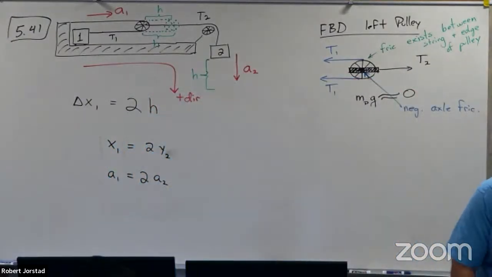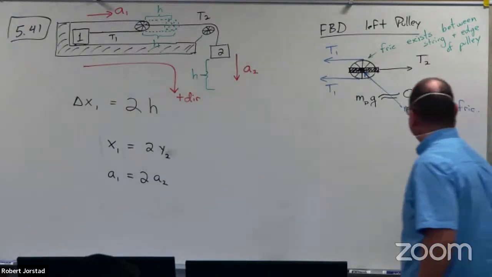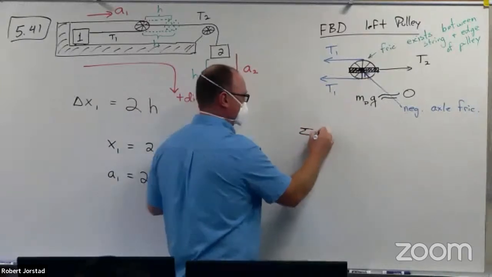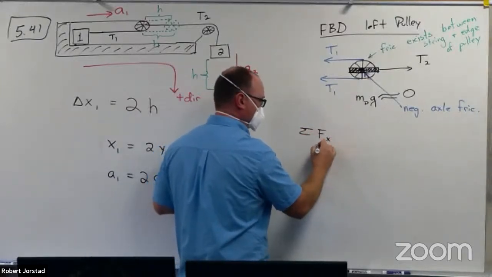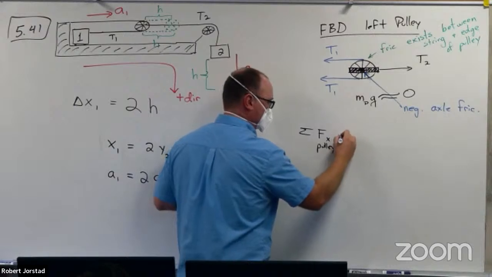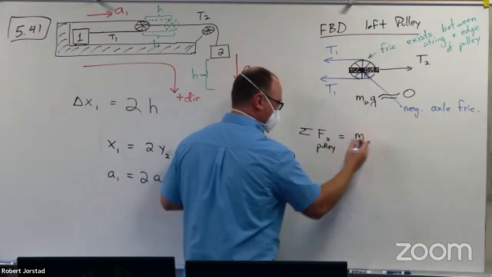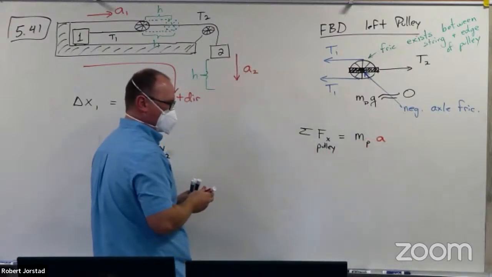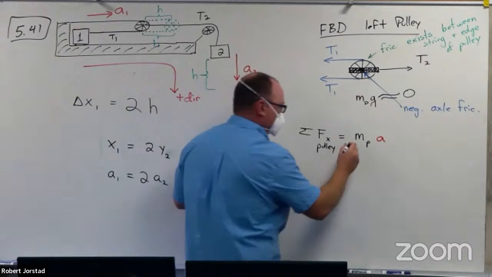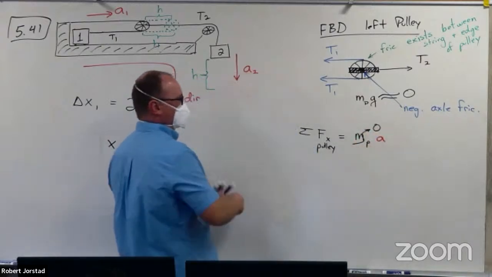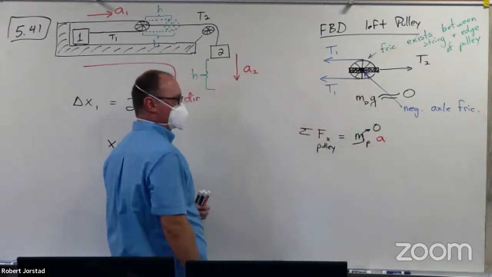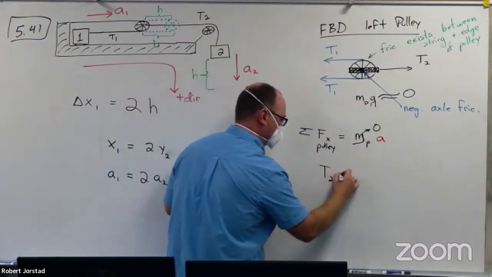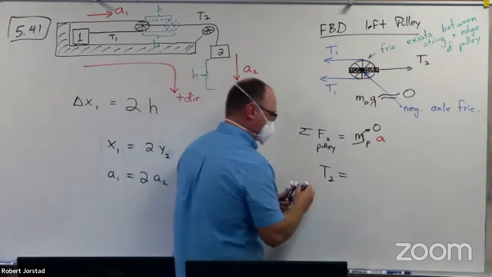Well, when we do this, look what happens. Let's do the sum of forces in the x direction for the pulley. That's going to equal mass of the pulley times A. Well, what did we just say about the mass of the pulley? So what has to be true about the lefts and the rights? They cancel out. Yeah, so notice T2 is equal to T1.